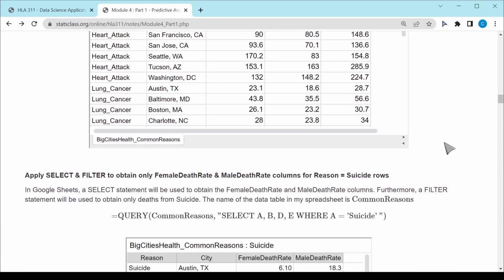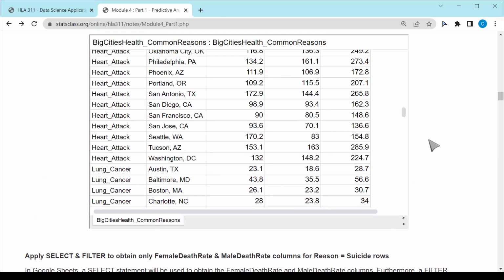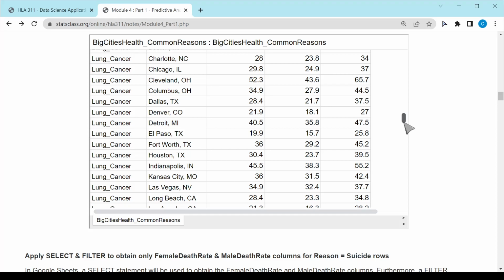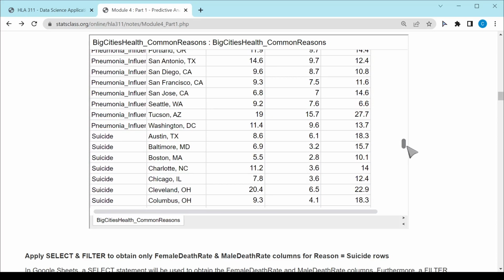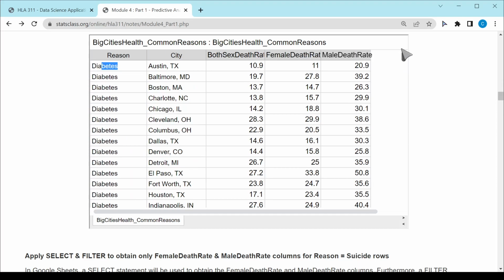The example that we're going to consider here is going to be deaths from suicide. Okay, so down here towards the bottom, there are the deaths for suicide. And what I would like to do is compare the deaths of suicide between the females and males. So I have a female death rate, and I also have a male death rate.